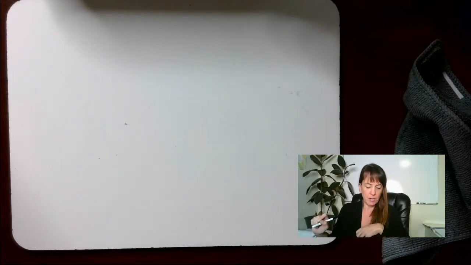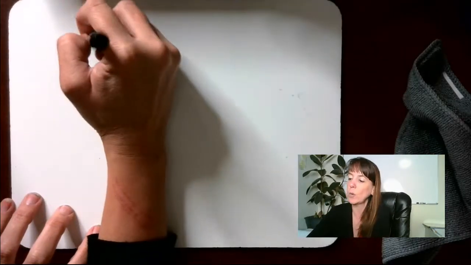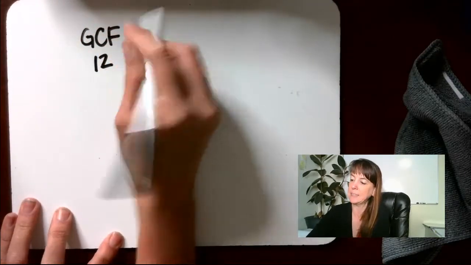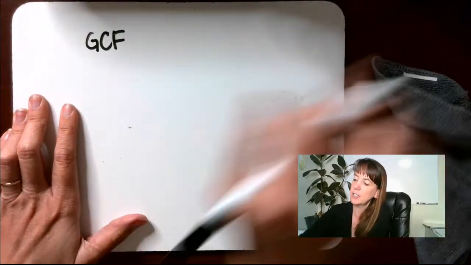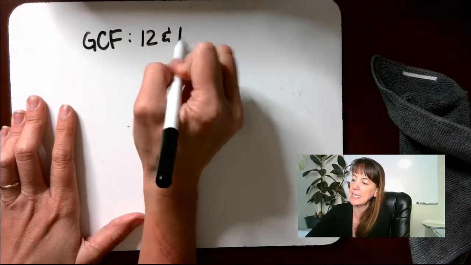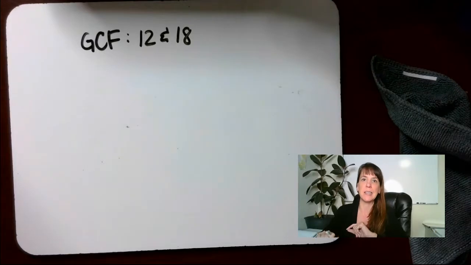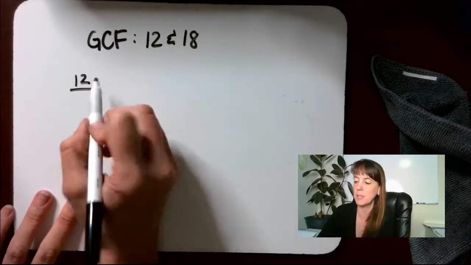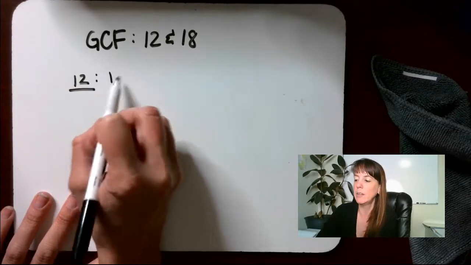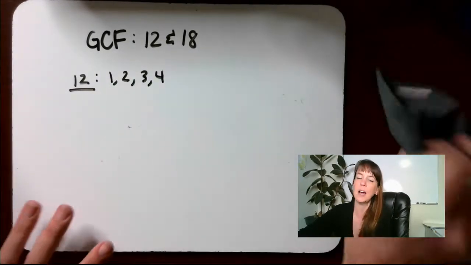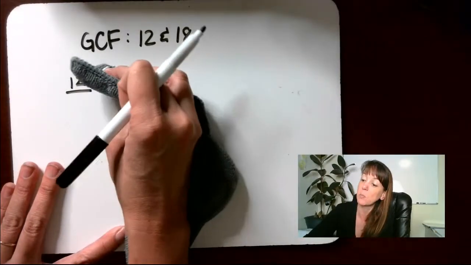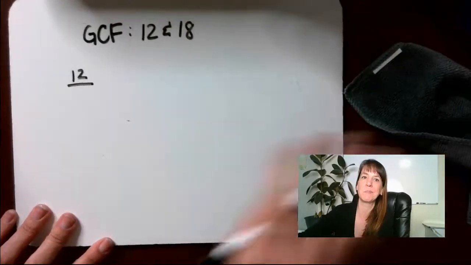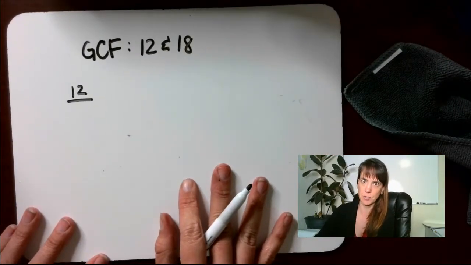Example number 1 says, find the greatest common factor of 12 and 18. Greatest common factor, 12 and 18. The best way to do this is to take our 12 and list out all our factors. You may be used to listing it this way, 1, 2, 3, 4, and that's fine, but you'll miss one. It's really easy to miss one. So this is how I tell you to do it, and I'm not even joking, this is how I'm going to tell you to do it in algebra as well.